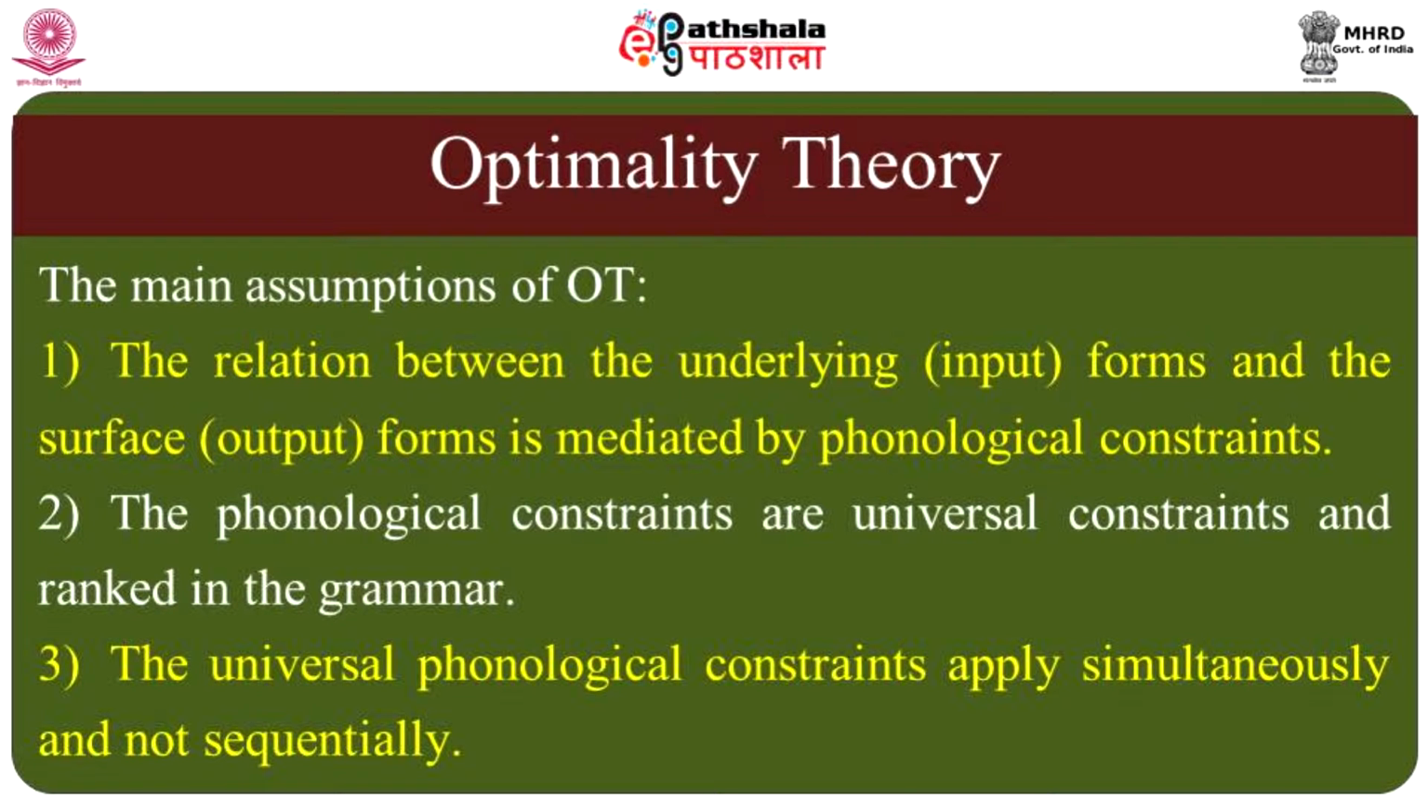Optimality theory. Now, optimality theory, or OT, differs from derivational generative phonology in the following main assumptions, among others. One, the relation between the underlying forms and the surface forms is mediated by phonological constraints, not rules. Two, the phonological constraints are universal constraints and they are ranked in the grammar. Three, the universal phonological constraints apply simultaneously and not sequentially. Thus, OT does away with the notions of rules and the other properties of grammar associated with rules, such as rule ordering.